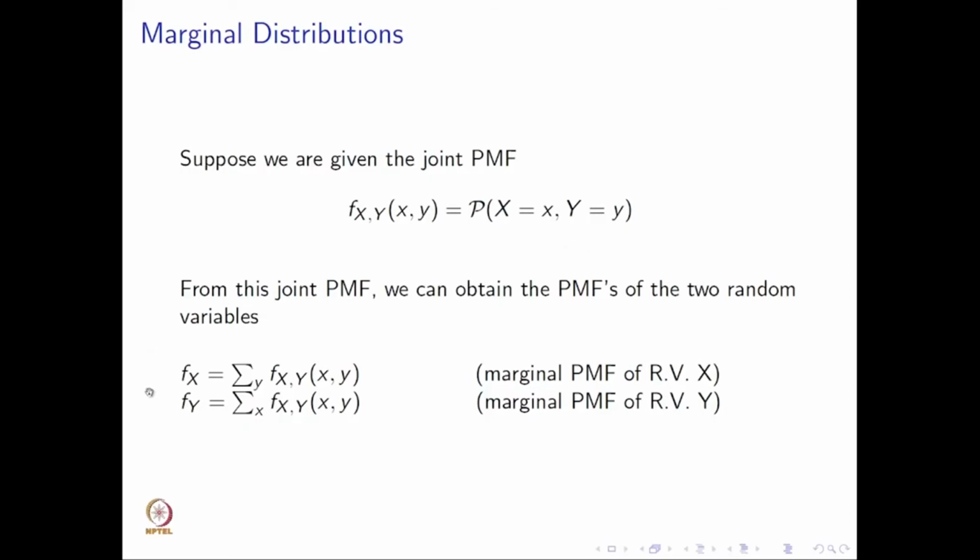Thus, if we are interested in the marginal probability mass function of random variable x, we can obtain this by summing the joint probability mass function over all values of y. Similarly, the marginal probability mass function of random variable y can be obtained by summing the joint probability mass function over all values of x. Note that in case the random variables considered here are continuous, we substitute summation by integration and PMFs by PDFs.